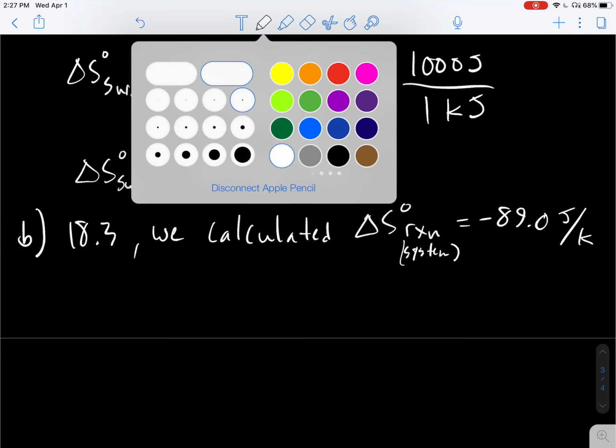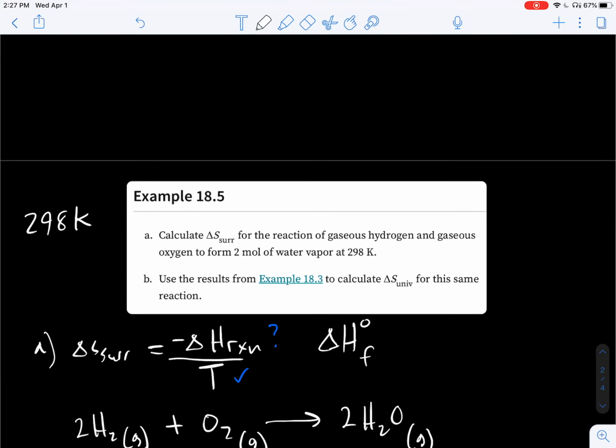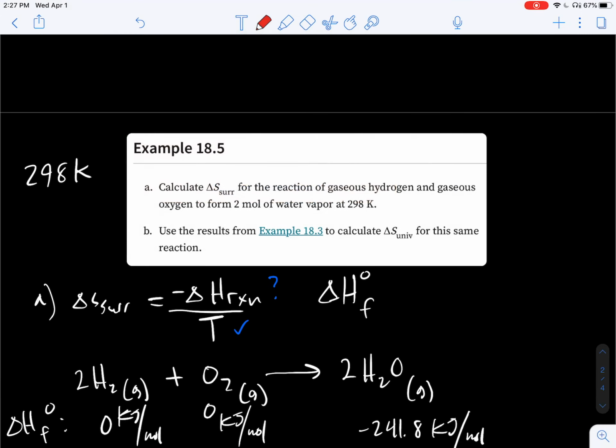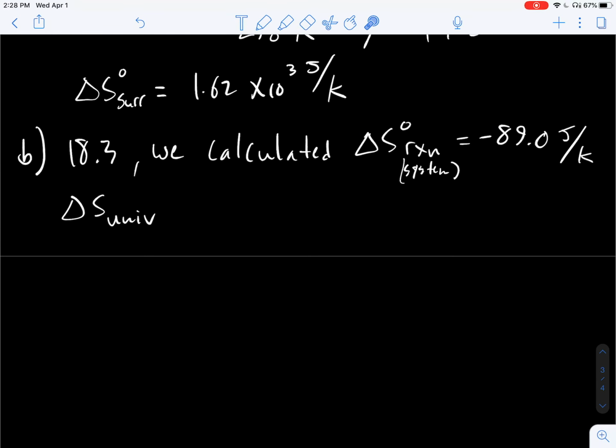So this question is asking us, though, to calculate delta S of the universe. And I'm going to add to this question: is this reaction spontaneous at 298 Kelvin? Remember, we're working at a specific temperature here with a specific reaction. Well, all we have to do is figure out if that's positive or negative. If it's a positive delta S, it's a spontaneous reaction.